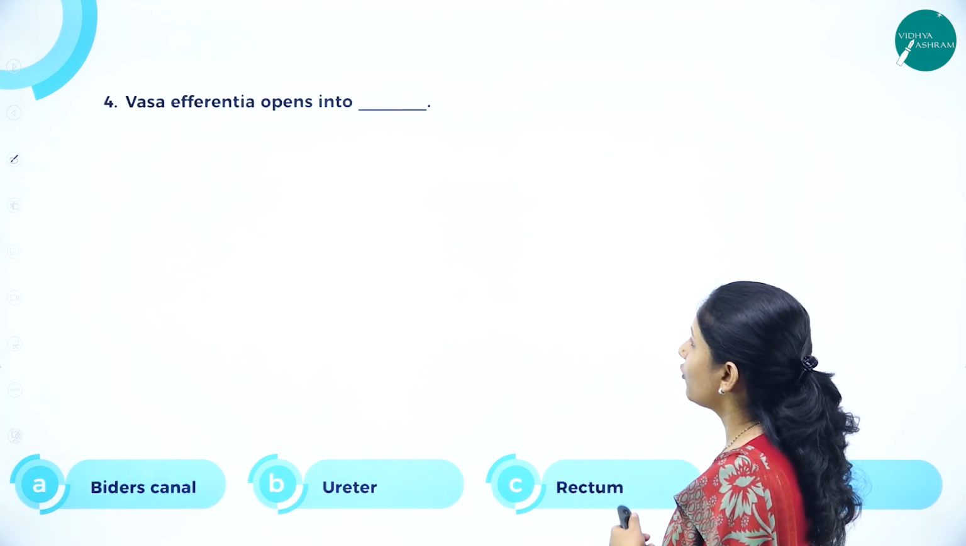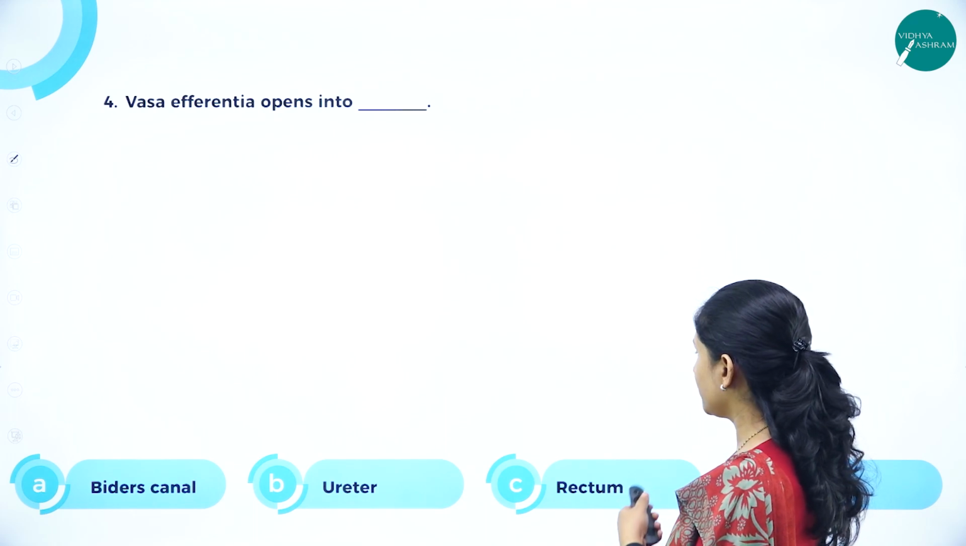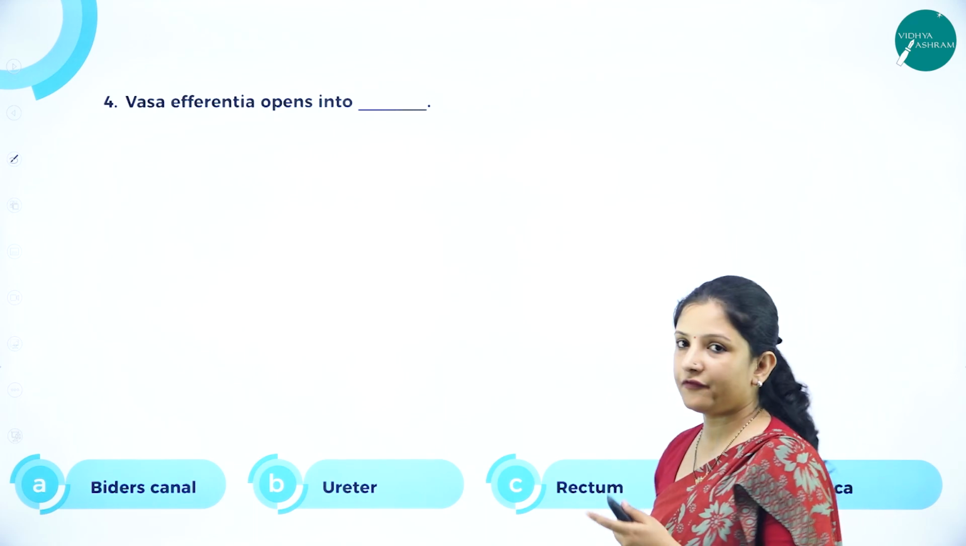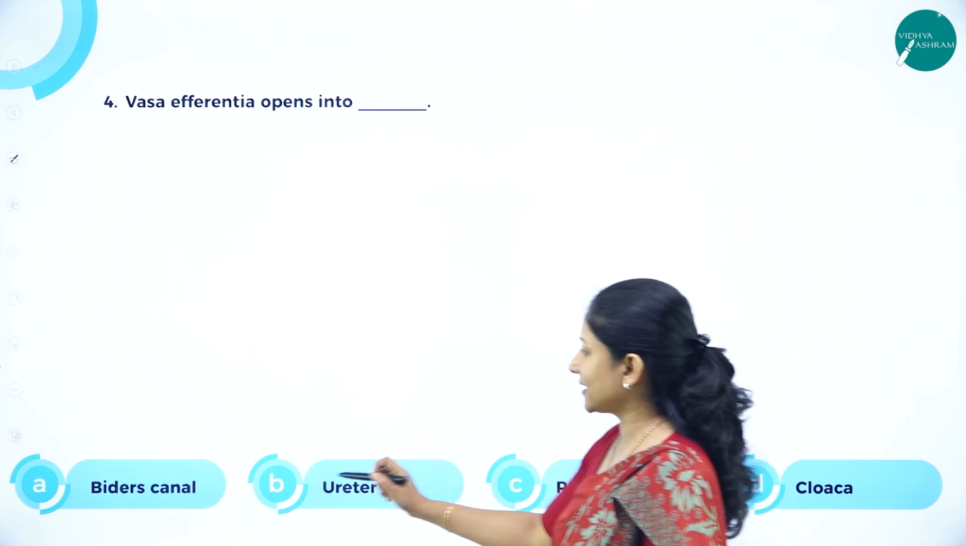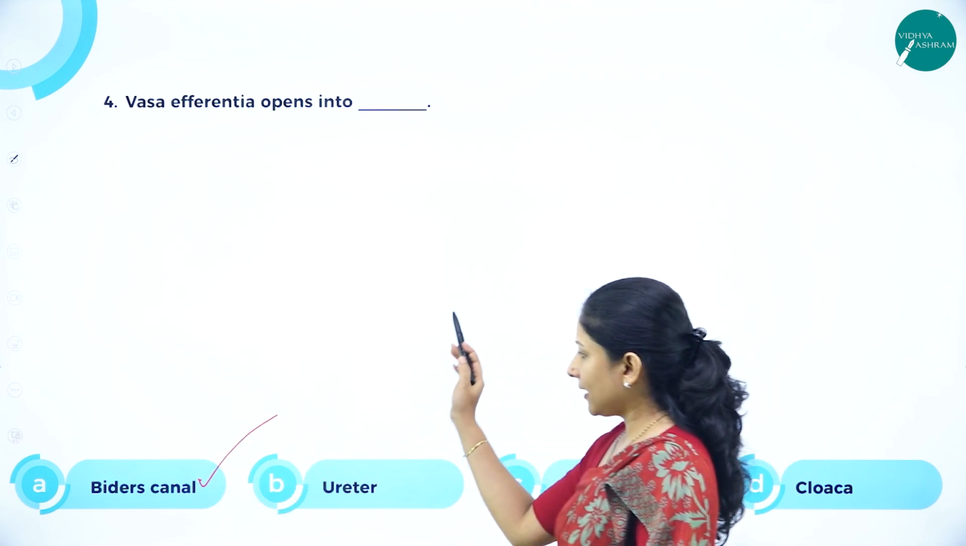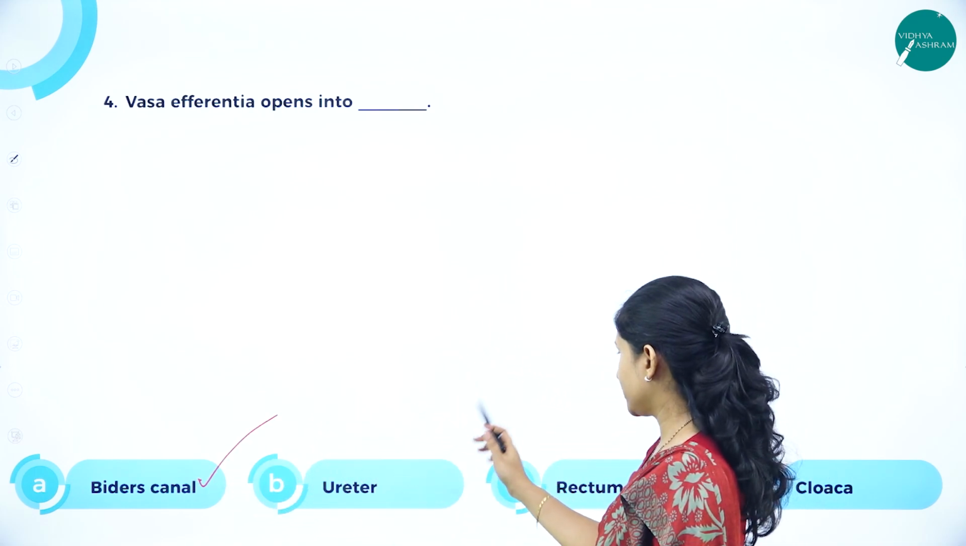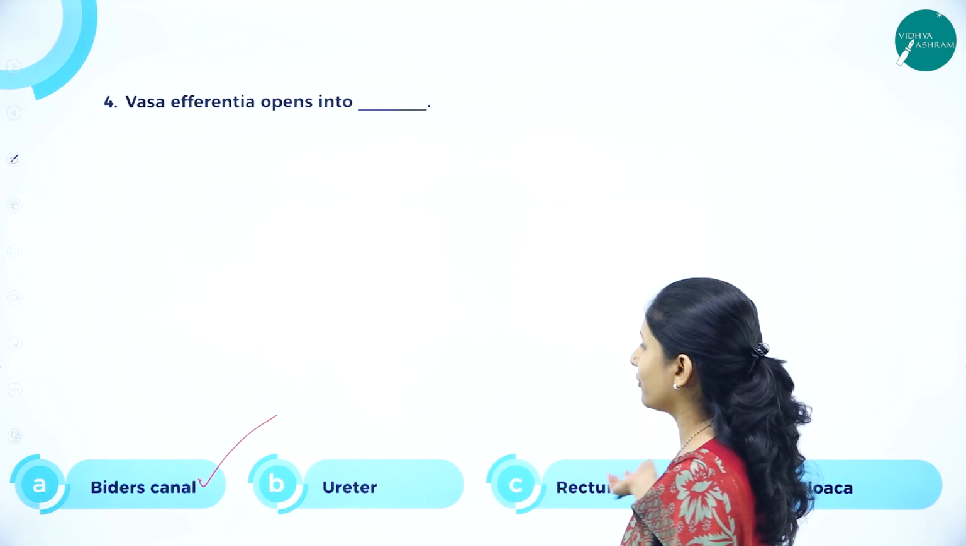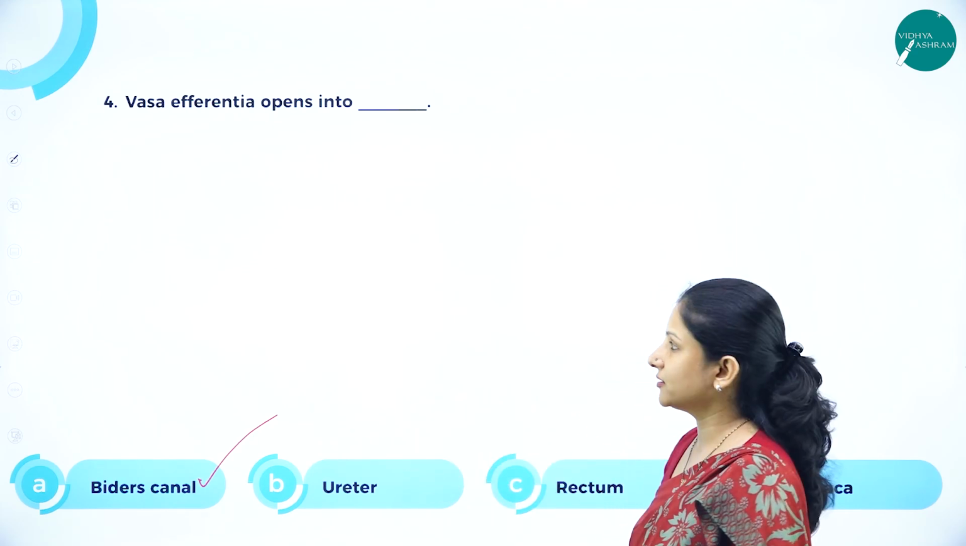Vasa efferentia opens into Bidder's canal, ureter, rectum, cloaca. Vasa efferentia opens into the Bidder's canal in the kidney. Then the Bidder's canal opens into the ureter, then it opens into the cloaca. So therefore, Bidder's canal is the right answer here.